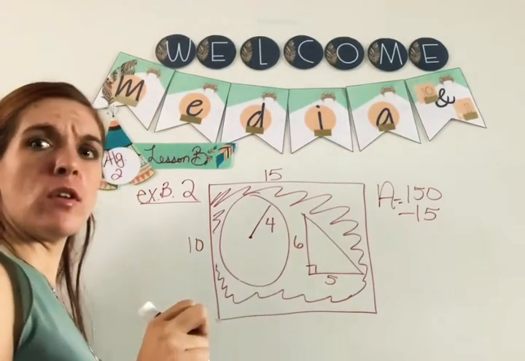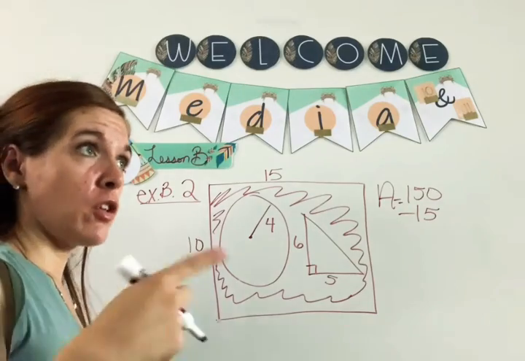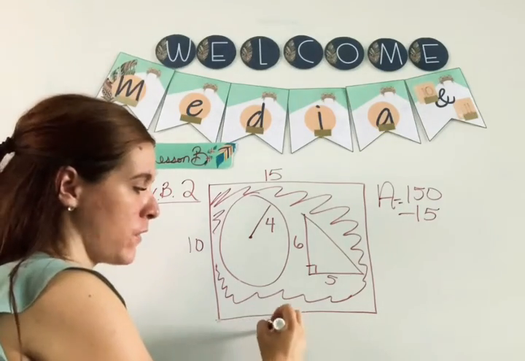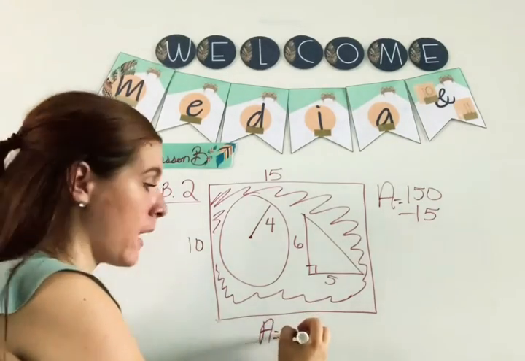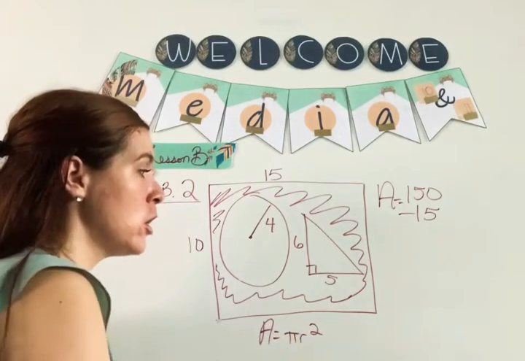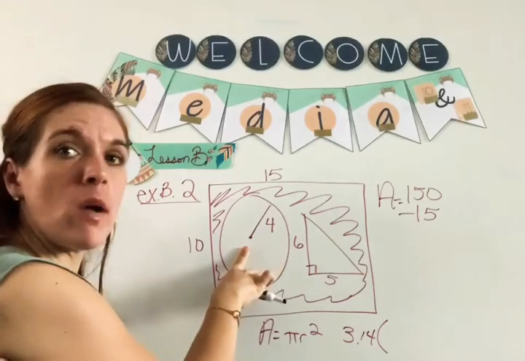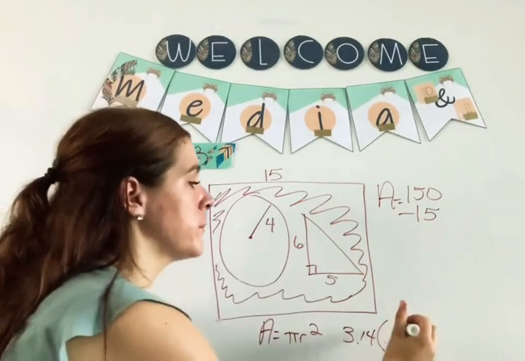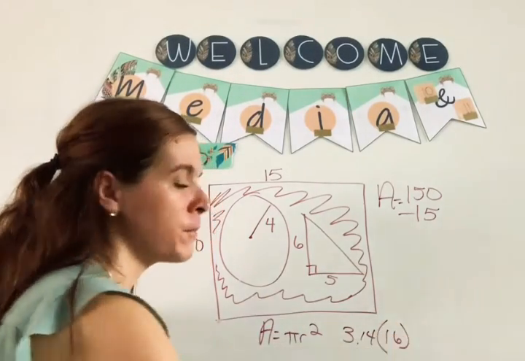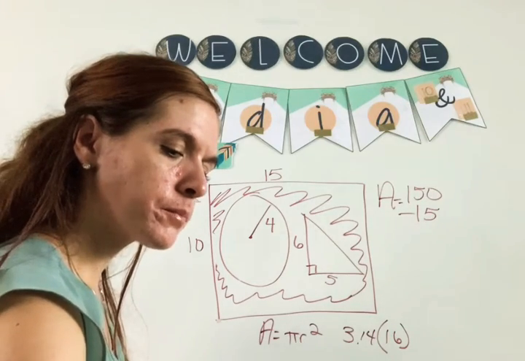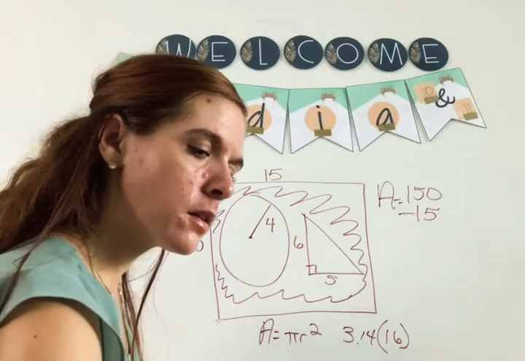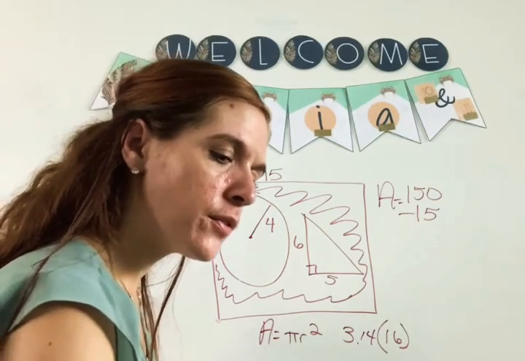Okay, area of the circle is also easy. Just remember the formula. Say it to yourself if you need to. Area equals pi r squared. So it's going to be 3.14 times what squared? 4 squared, which is 16. So let's just put that there. So we have 3.14 times 16, 50.24.